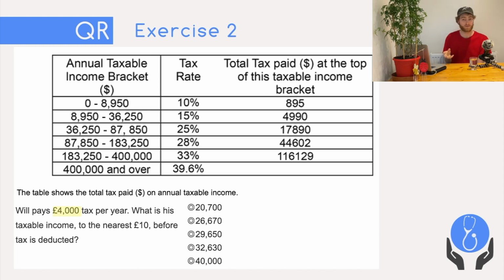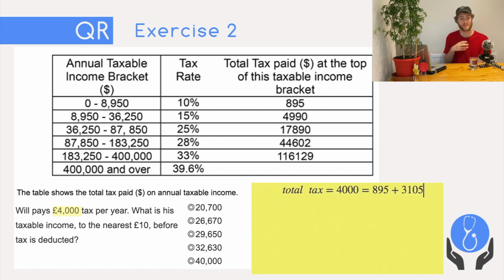This person is paying £4,000 in tax, which means that they fit into the second tax bracket, because you can see if they were paying more than 4,990, they would be in the third, but 4,000 puts them in the second bracket here. Remember, their tax comes in different components, so that £4,000 total is made up of 895 from the bracket before, which leaves 3,105 to be paid from that second bracket.